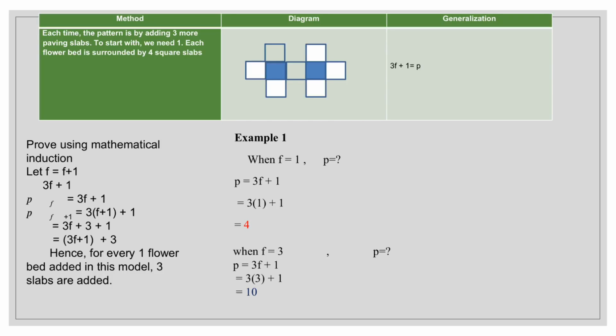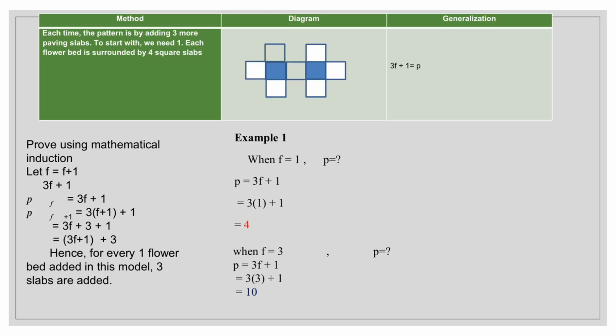And then, meron another na explanation dito, which is each time the pattern is by adding 3 more paving slabs. To start with, we need 1. Each flower bed is surrounded by 4 square slabs. So, makikita natin sa diagram na ganun nga. At ang ating generalization is P is equal to 3F plus 1. So now let's prove using mathematical induction.